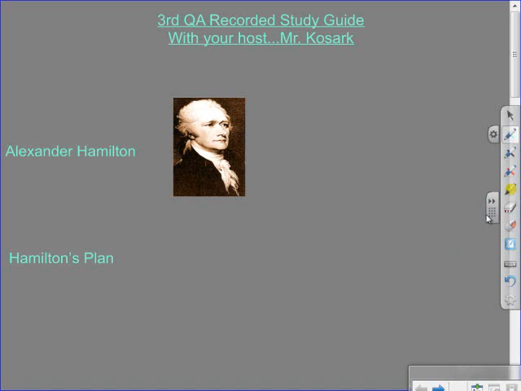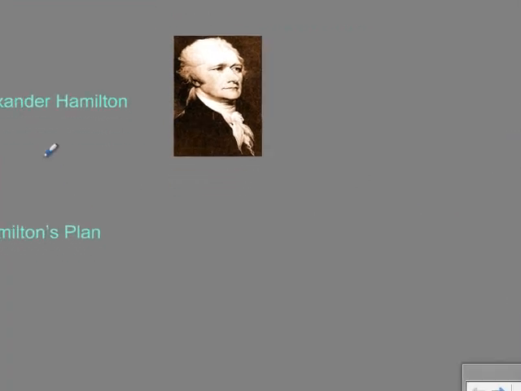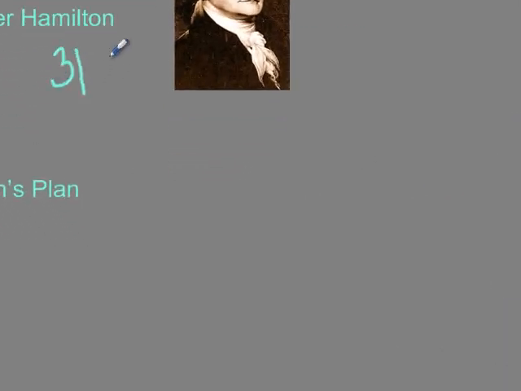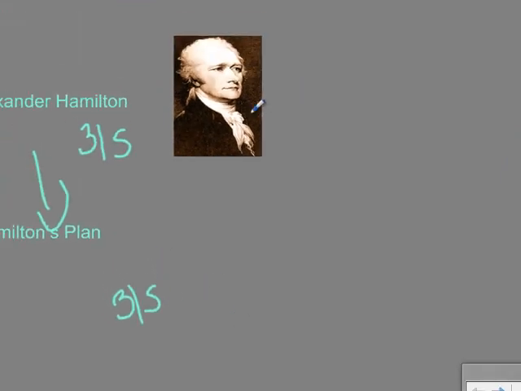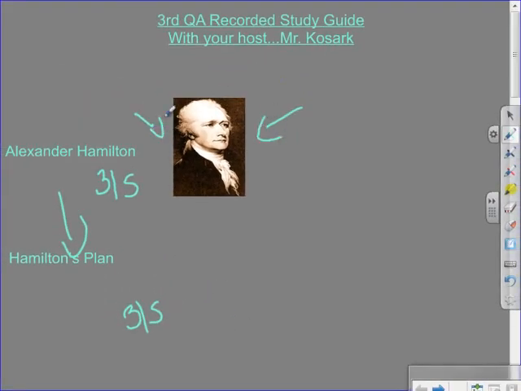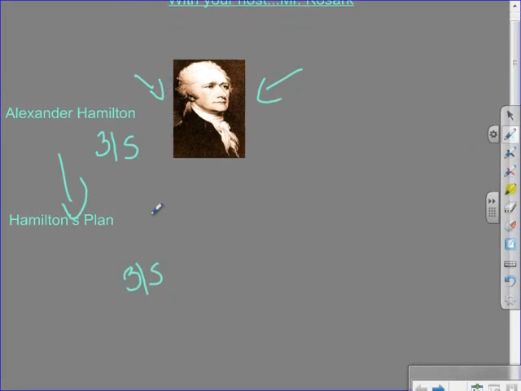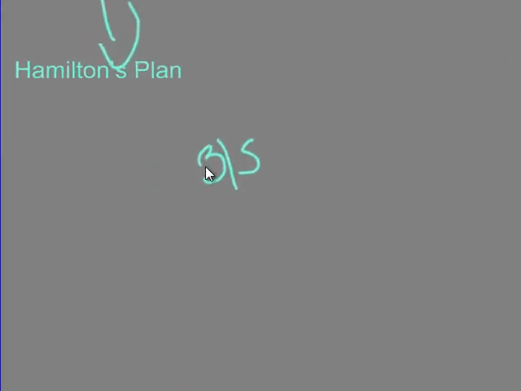So we start with the first thing on your study guide, just like always, which is Alexander Hamilton. He is going to be on page 315. We're talking about Alexander Hamilton in connection with the next thing, which is Hamilton's plan. That's also on page 315. This is obviously Alexander Hamilton. You've seen him on the $10 bill. Hamilton's plan has three main parts, and the main goal of it is to get the war debt paid off. So they want to cover the war debt, make sure that's all paid off, and we can handle that.